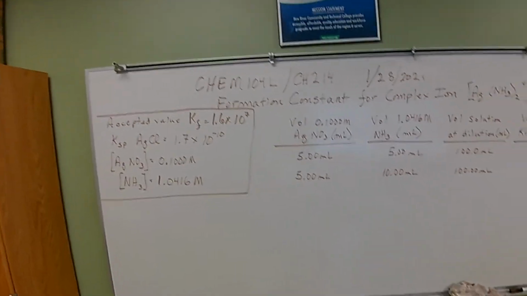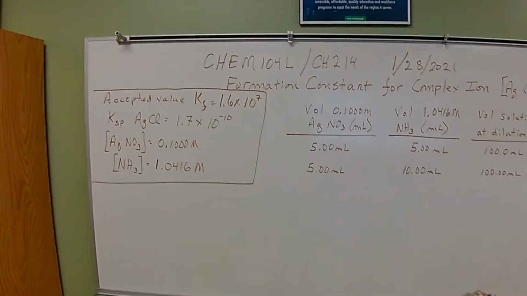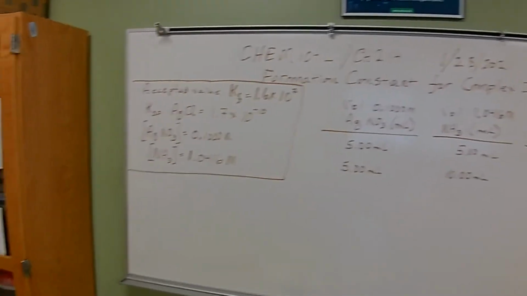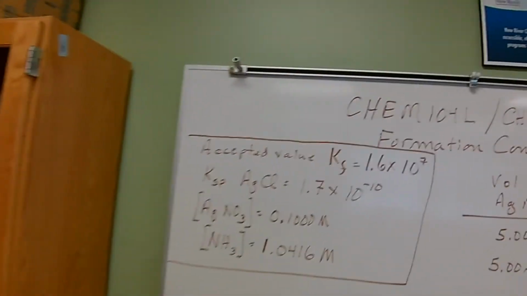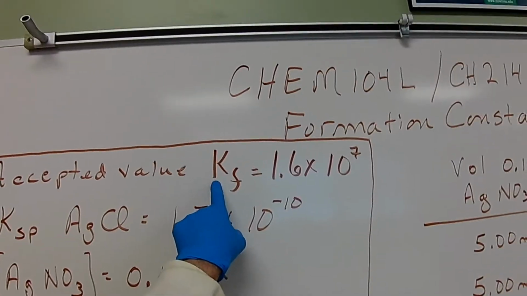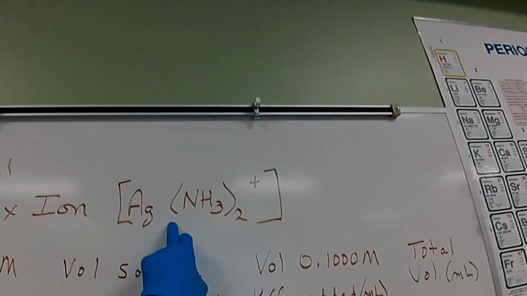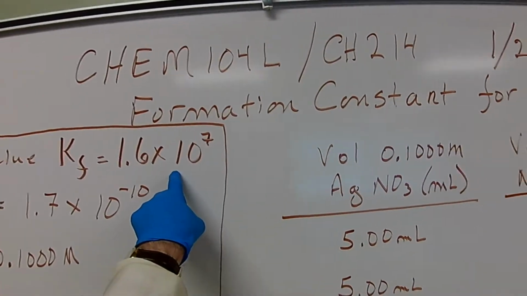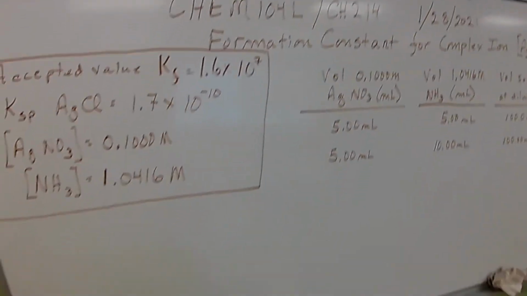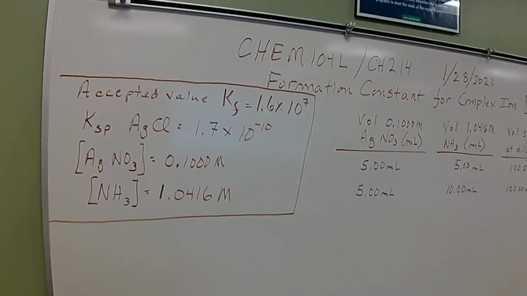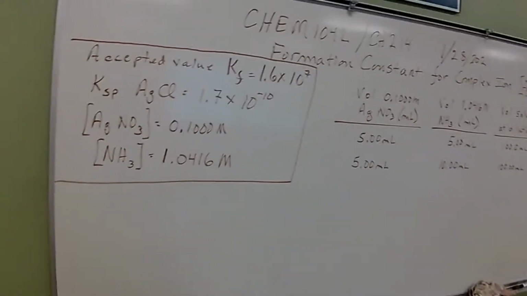And what we have over here, let me tilt my head back so you can see it. Here we have identified the Chem104 or CH214 because I'm going to make this video available to 2 different courses at 2 different schools. This is the information that's given. The accepted value for the formation constant of this ion is that value. So what we need is an expression of the formation constant. We need the equation for that. So I'll do that in just a minute.